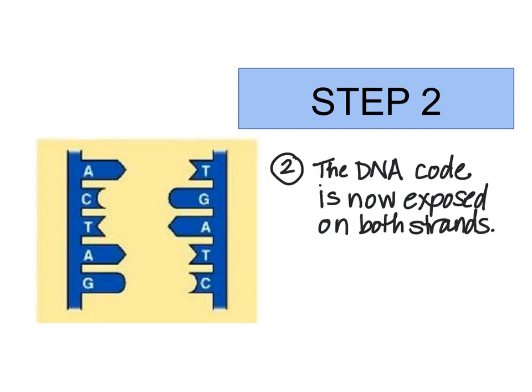Pause the video now and fill this in on the notes and diagram. Once the DNA is unwound and unzipped, the DNA code is exposed on both strands. So here is strand number 1, and the code, the A, C, T, etc. are exposed on this side, and on strand number 2, the T, G, A, etc. is exposed on this side.